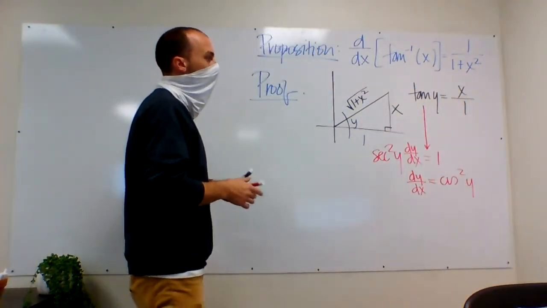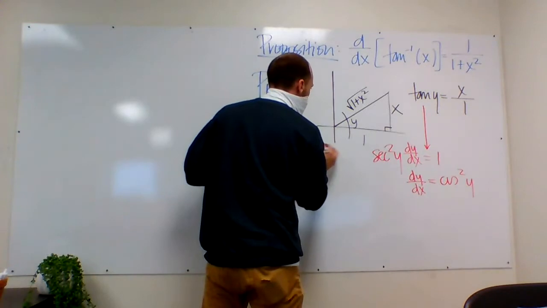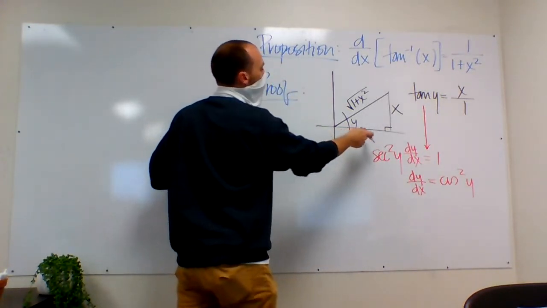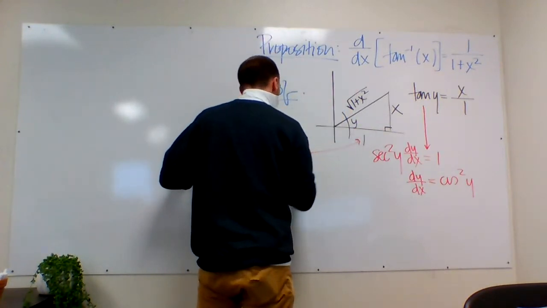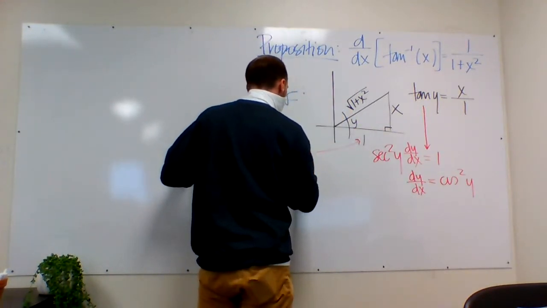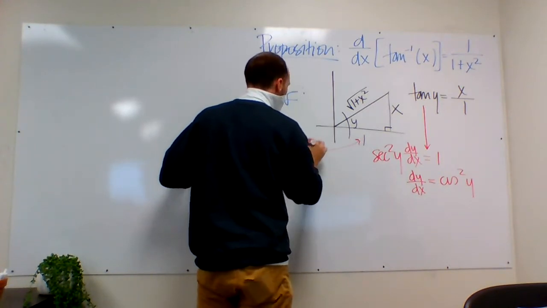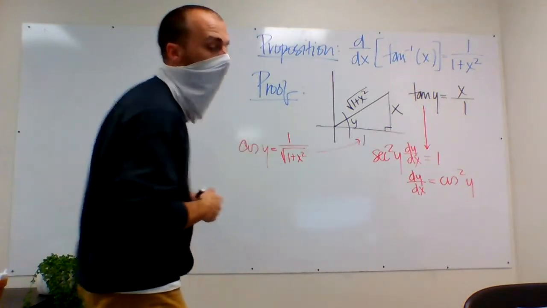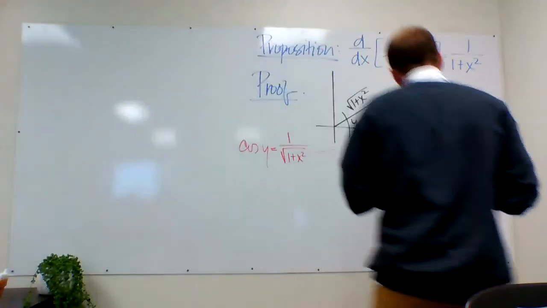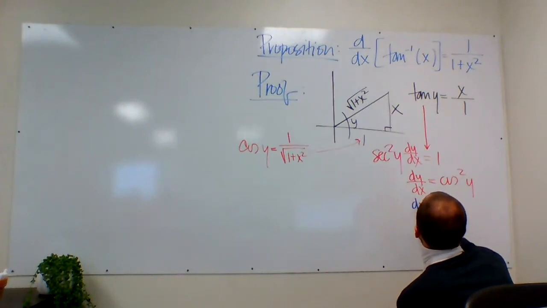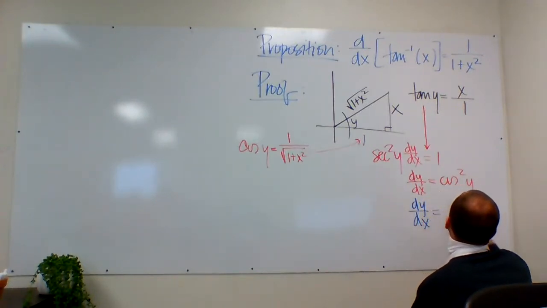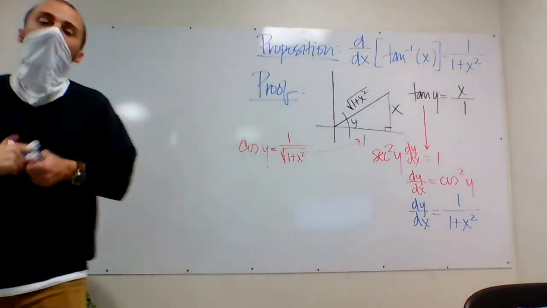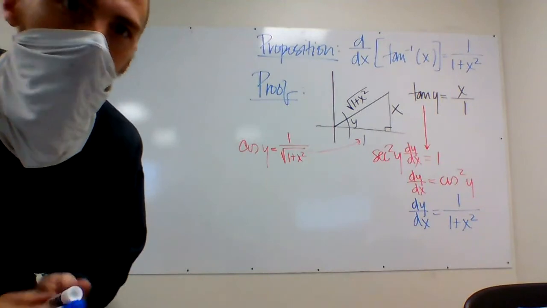And cosine of y, maybe I'll do this over here. Cosine of y is adjacent over hypotenuse, 1 over that square root of 1 plus x squared, or x squared plus 1. And I see that when I square this, I'm going to get that 1 over 1 plus x squared that I set out to show in the first place. Okay, and that is why the derivative of arctangent of x is 1 over 1 plus x squared.